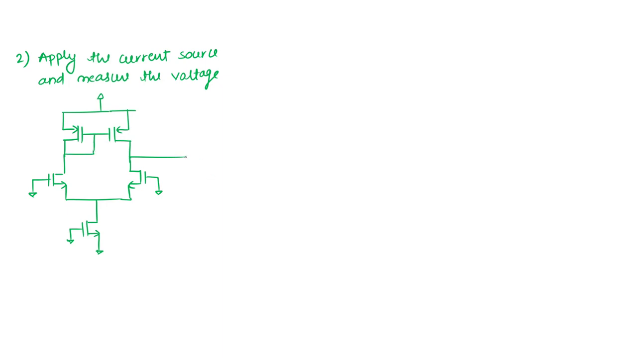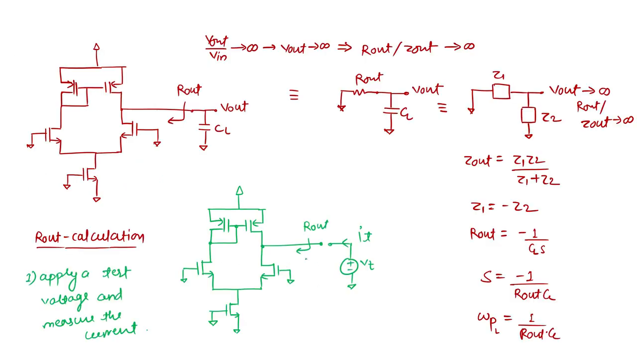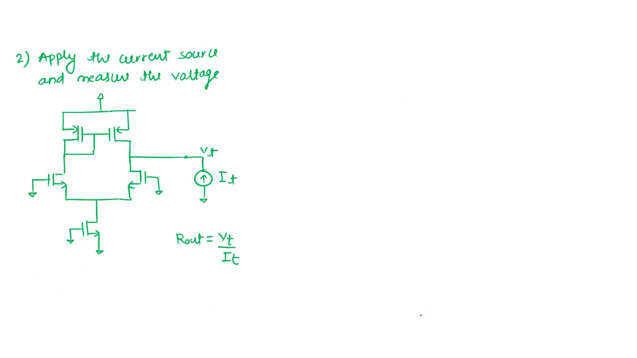Okay, so the other thing was to apply a current source here, call it IT, and measure the voltage VT here. So in this case, what will be the R out? VT by IT. Here also R out is VT by IT. So both the cases we know. Let's see from the second case. You can use the first case as well, but I am taking the second case.